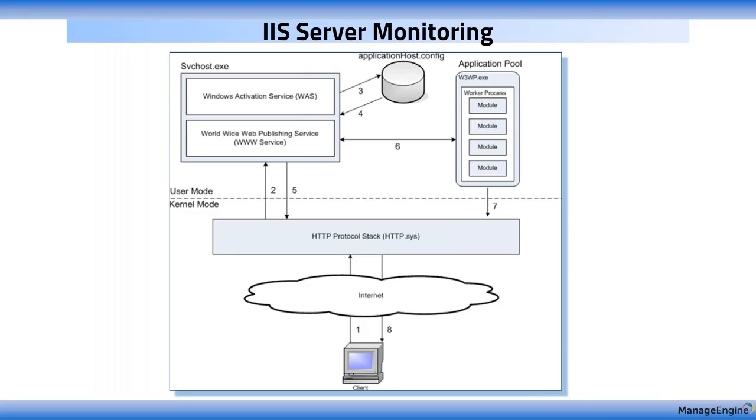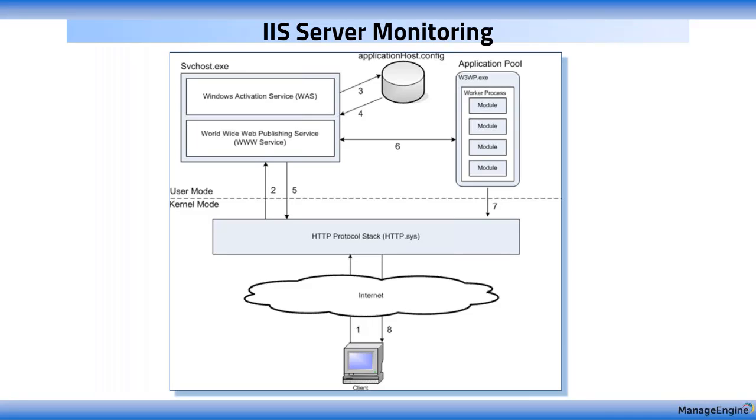So let's have a basic understanding of the working behavior of this IIS server. When a client initiates a request from the browser, that request is intercepted by the HTTP protocol stack, http.sys. Once the request is intercepted, it is routed to the Windows Activation Service. Then Windows Activation Service contacts the application host config and gets the information from the configuration, and the information received by the Windows Activation Service will be used by the World Wide Web Publishing Service, which again contacts the application pool, gets the information of the worker processes, and by this way it uses the application pool and worker processes, and the request is actually handled by the worker process.